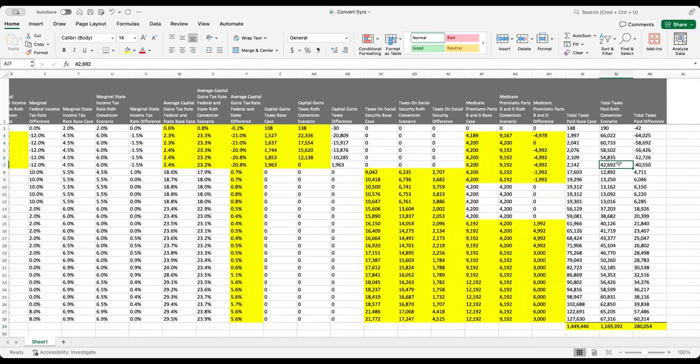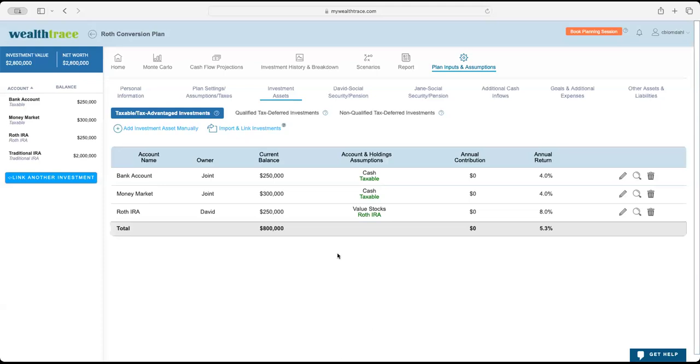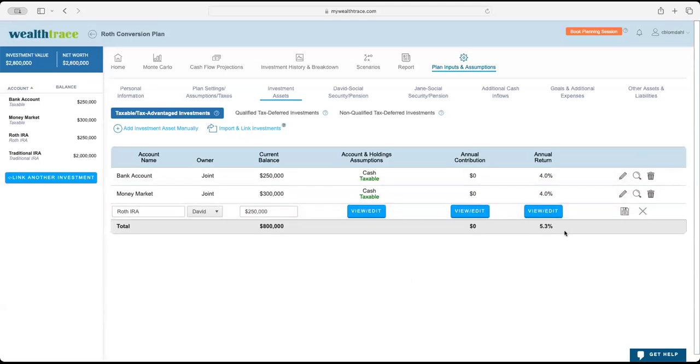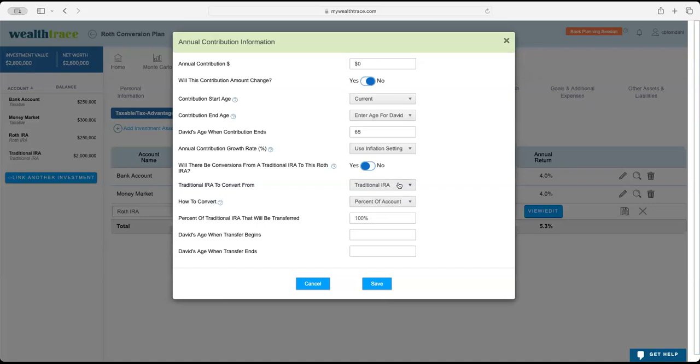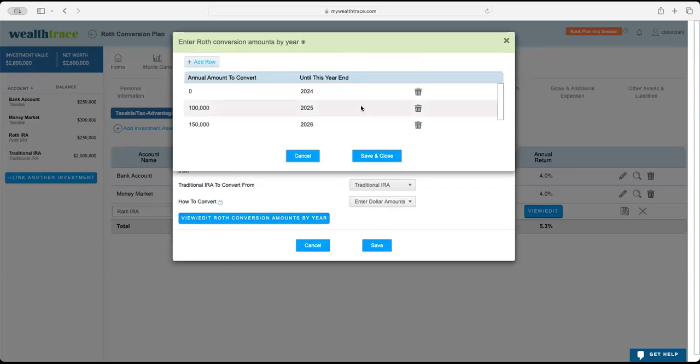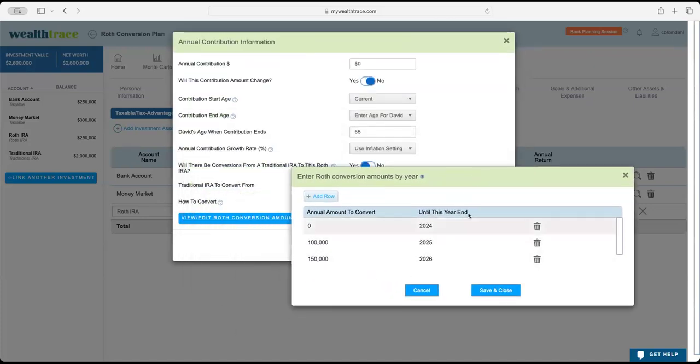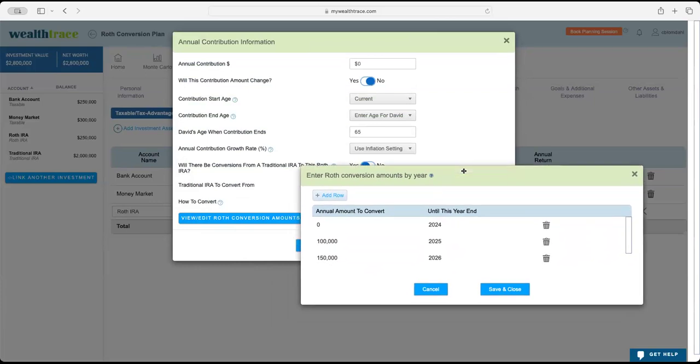Can you show real quickly, Camille, one more time where you enter the Roth conversions into the actual plan? Yep. Let me screen share that real quickly. So you will want to pick your Roth IRA, click on the pencil icon, which allows you to edit the account, and then click on annual contributions. And then down here, you click yes, that there will be conversions. Pick what account you're converting from, enter dollar amounts, and then click on the button to enter the amounts per year. You can scroll down to add more rows. I can leave this up here a little bit.